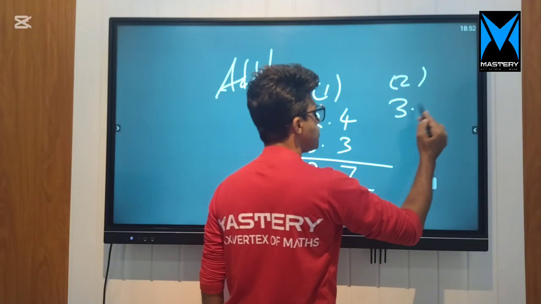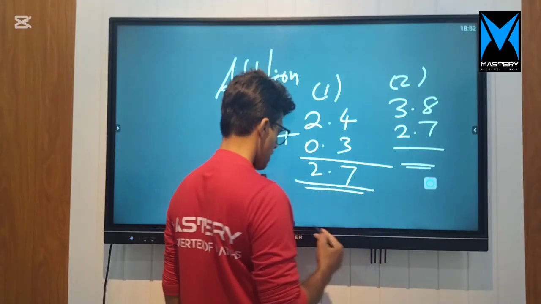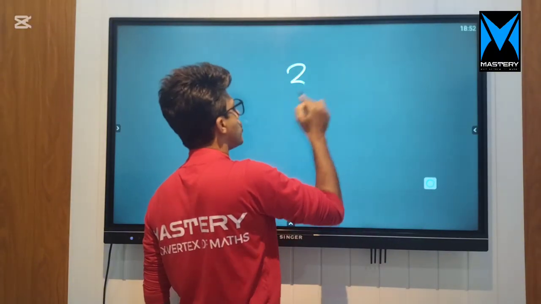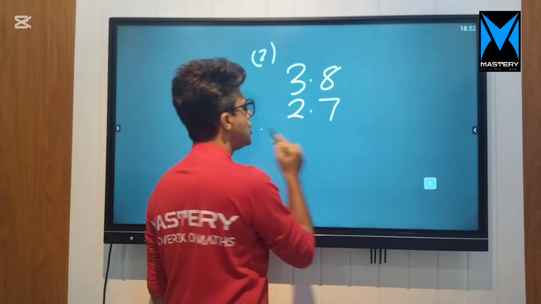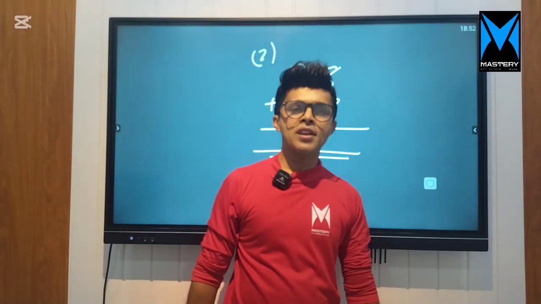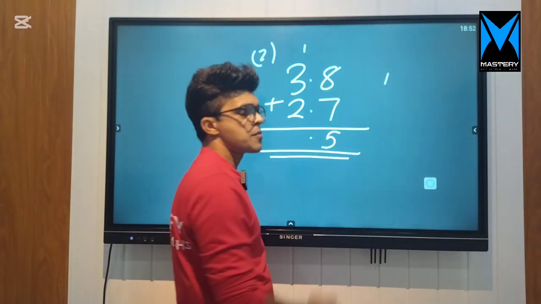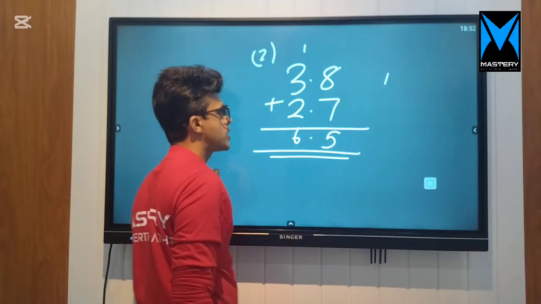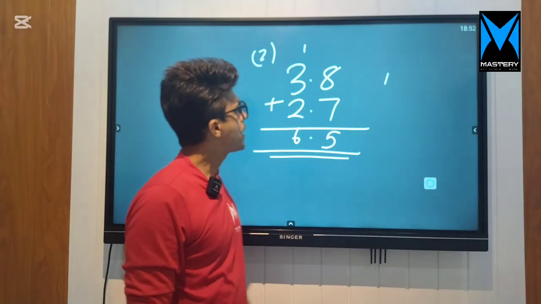Then here 3.8 plus 2.7. How can you add this one? 8 plus 7 is 15. The remaining 1 can be added here. So 1 plus 3, 4 plus 2, 6. So the answer is 6.5. This is read as 6.5.